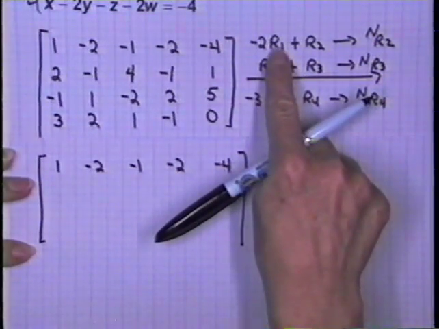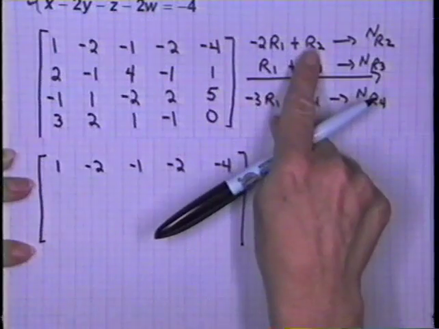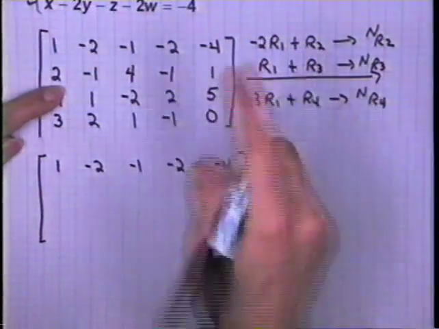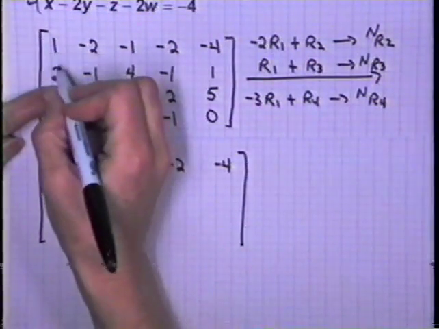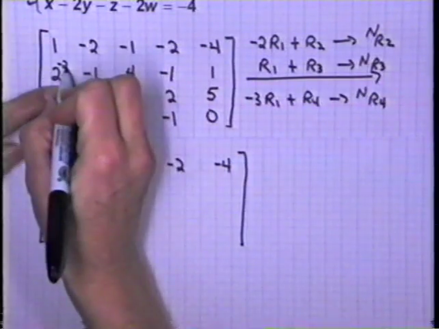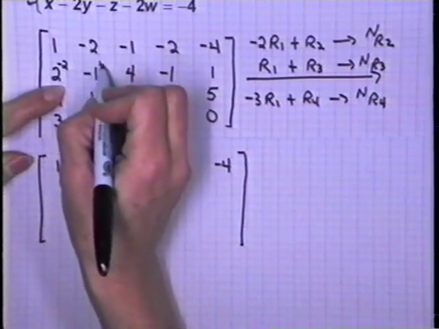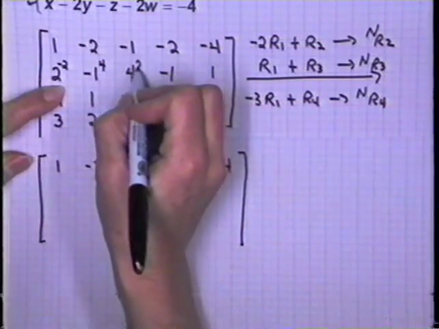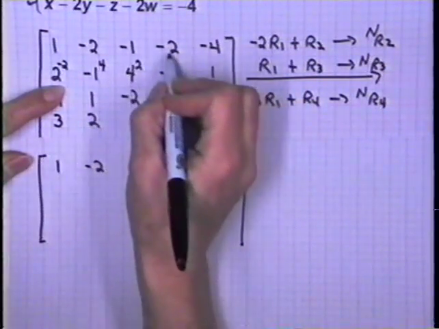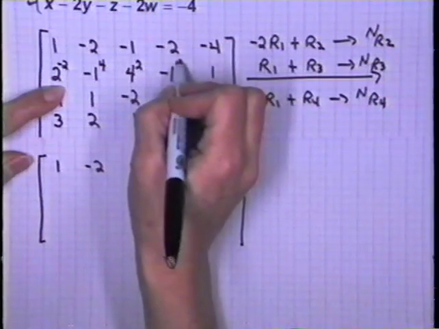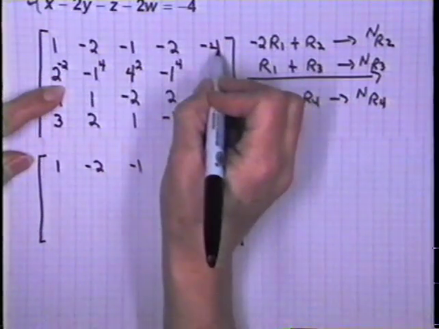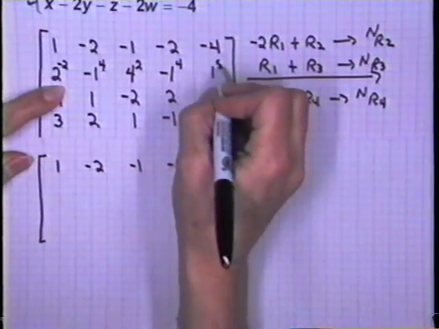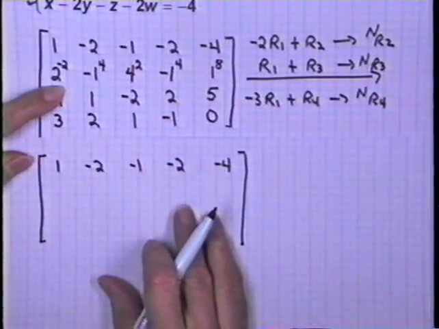We're going to multiply -2 times row 1 and add those numbers to row 2. So here's row 2. If I multiply -2 times 1, I get a -2. -2 times -2 is a +4. -2 times -1 is a +2. -2 times -2 is a +4. And -2 times -4 is a +8. I like to write those numbers down so I can look at them.